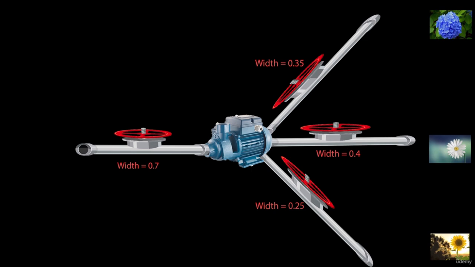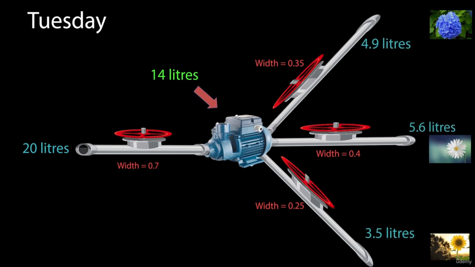However, it is a new day, Tuesday, and now we input 20 liters of water. The new width of the pipe on the left is 0.7, so only 70% of the water on that day goes through. This means that the gizmo gets 14 liters of water. This is enough to allow the gizmo to let the water through. Only 35% of the 14 liters gets passed onto the hydrangeas, which is 4.9 liters. Only 40% gets passed to the daisies, which is 5.6 liters. And only 25% gets passed to the sunflowers, which is 3.5 liters. This isn't the required amount of water for each flower type on each day, and hence, this hypothesis isn't completely accurate.